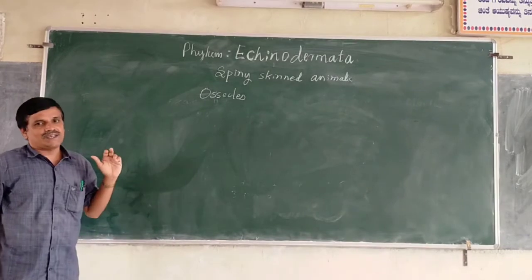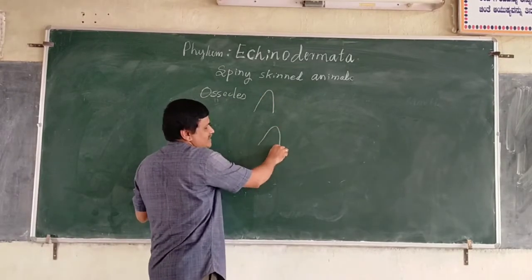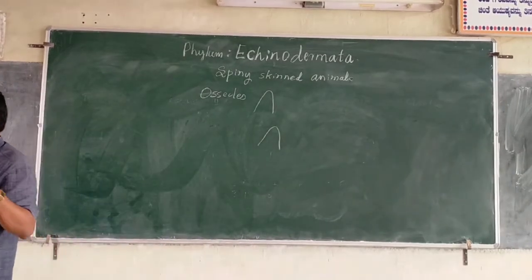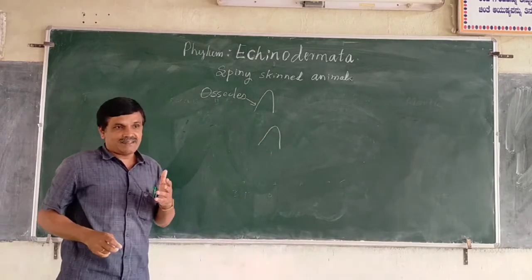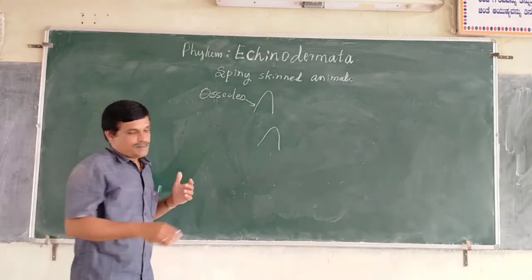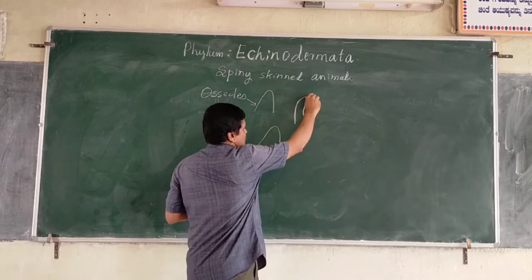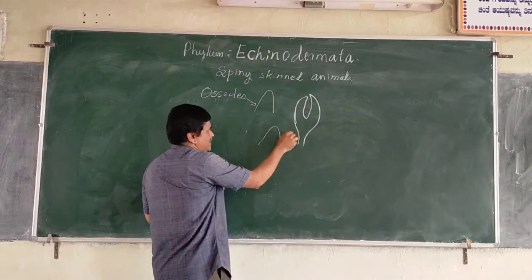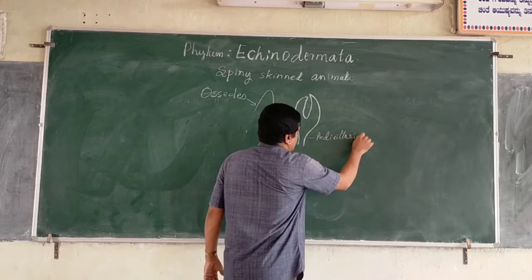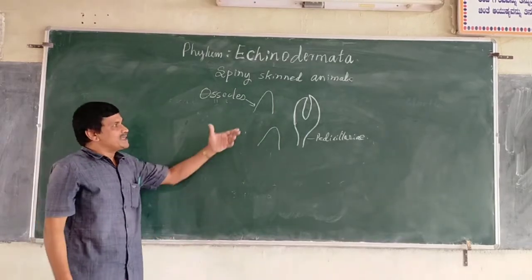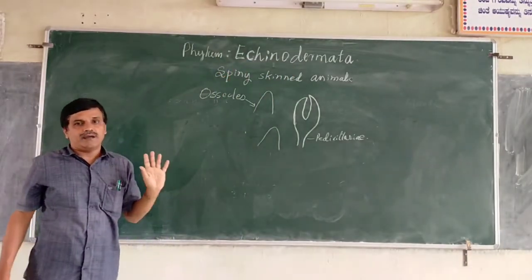Dermal ossicles, calcareous ossicles, are there. So, ossicles are present in their skin, the dermis of their body wall. And apart from these dermal ossicles, another structure is known as pedicellaria. Scissor-like structures are there here and there on their skin. So pedicellaria and dermal ossicles give the spiny nature to the skin of these animals, and they are known as Echinodermata.